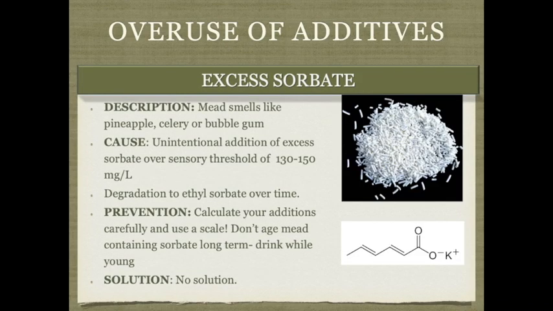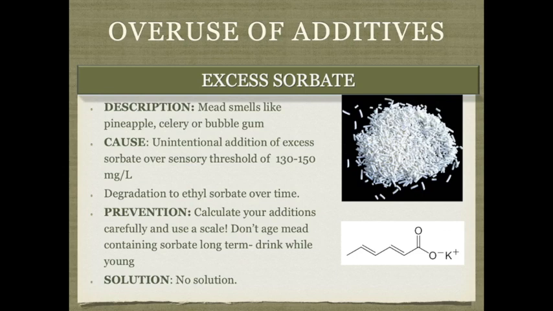Excess sorbate. This has been described as pineapple, celery, or bubblegum, and this is not the same as the geranium taint that would happen from malolactic bacteria acting upon sorbate. This is from the sorbate itself, and some people are supposed to be able to detect it at as little as 130 to 150 parts per million.